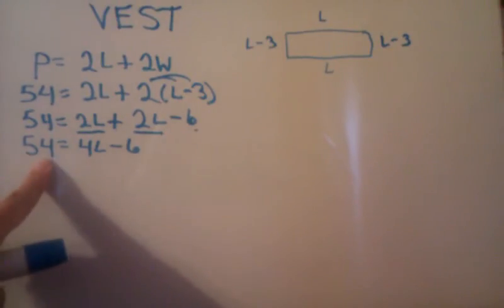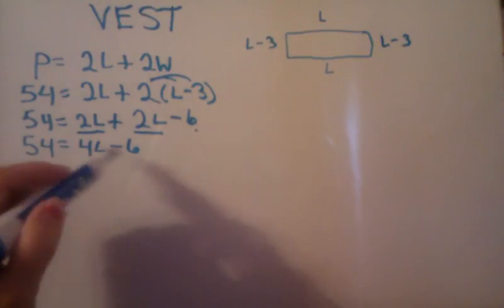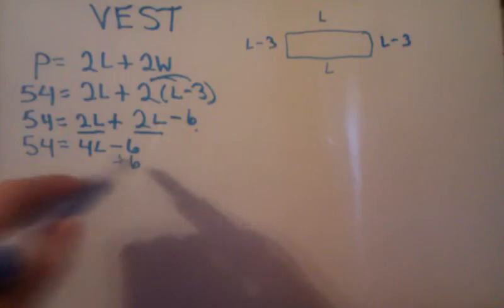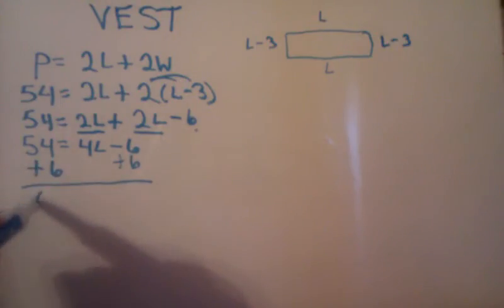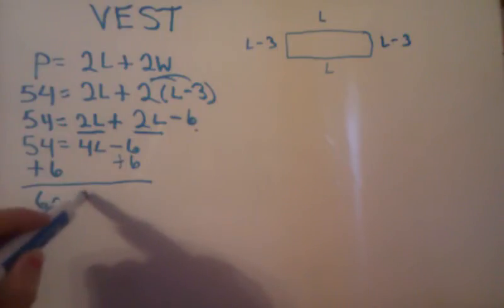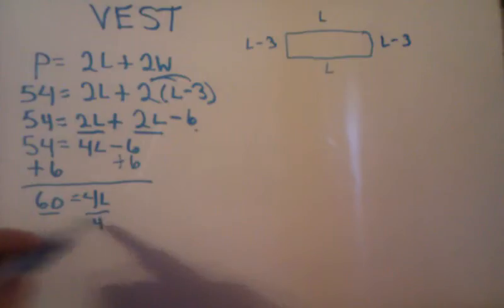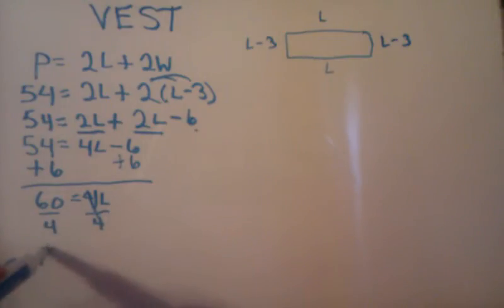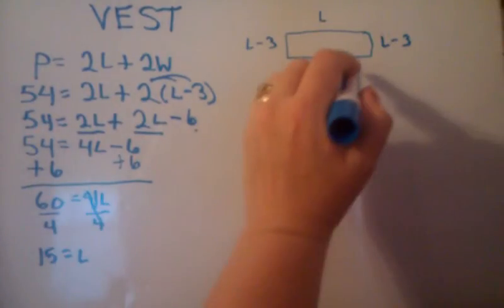I took care of the parentheses, so next is adding and subtracting. This doesn't have an L, so I can combine these two terms. So I need to add 6. 60 equals 4 times L. Okay, then divide by 4. 60 divided by 4 is 15 equals L. So I know this is 15.